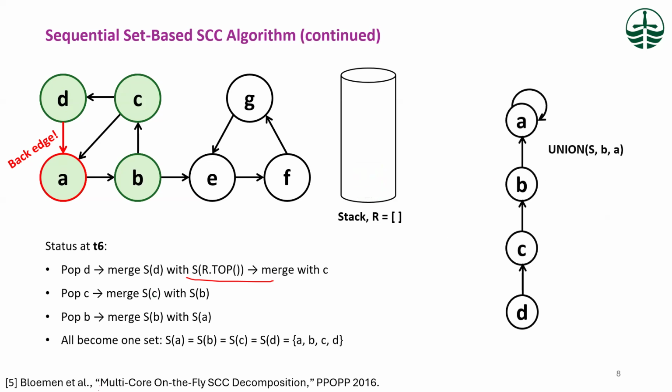Great. How much time is spent on union? Time complexity. It is something given by the inverse Ackermann function. It is very small and almost constant.